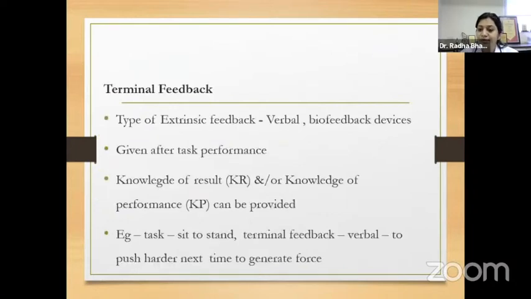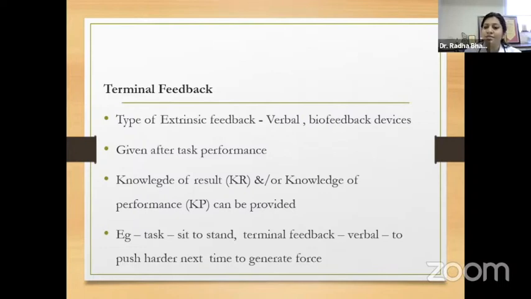Next is your terminal feedback. As the name itself suggests, terminal means at the end. Concurrent was during the movement. Terminal feedback is given after the task is performed or after the exercise is performed. Again, the ways you can give the feedback are the same. You can give it verbally, or using biofeedback devices. Nowadays VRT or some other devices have it.